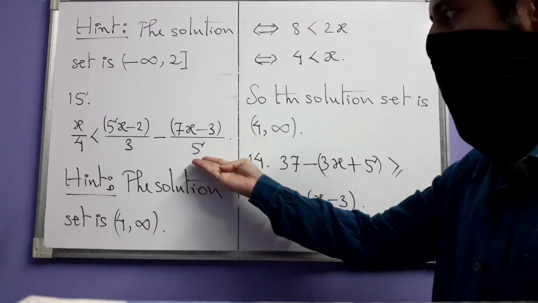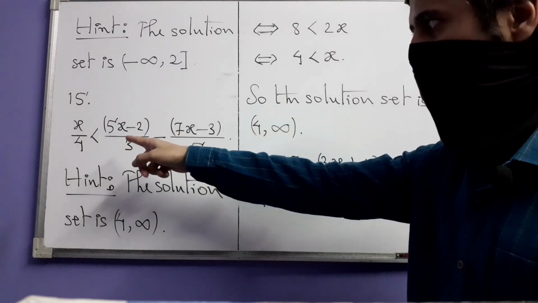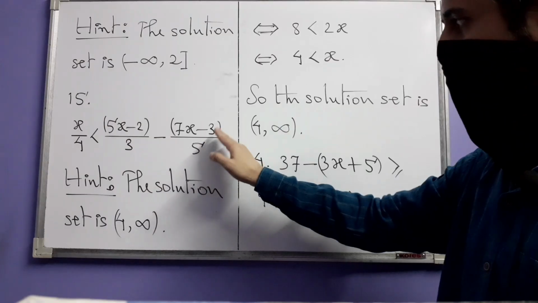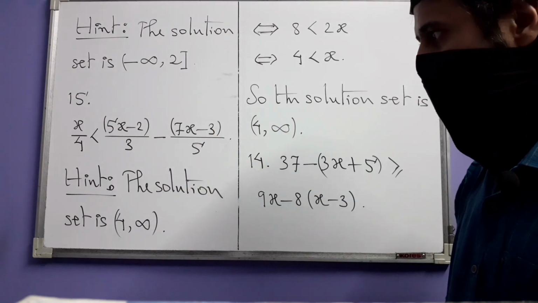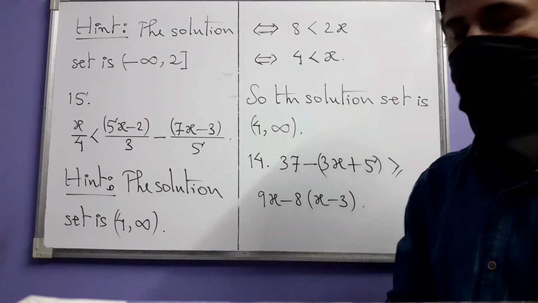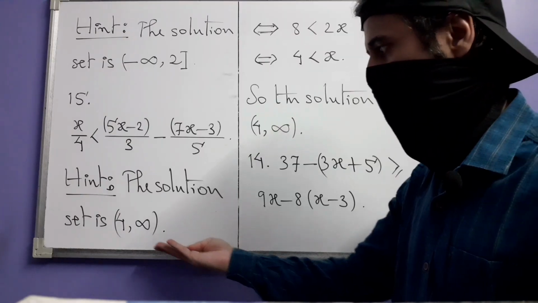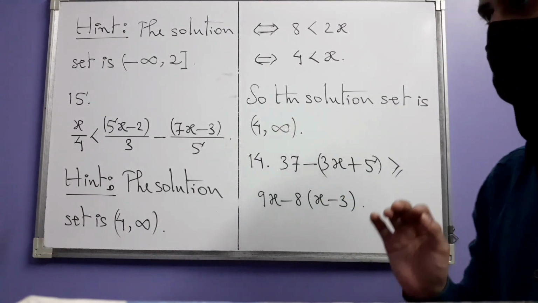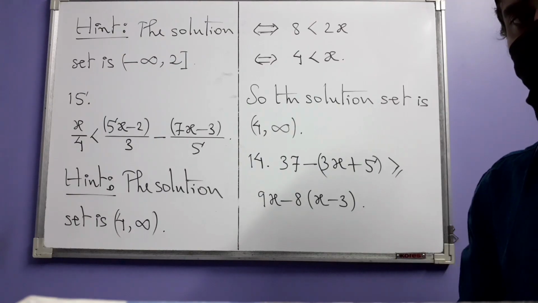And the next one is this: x divided by 4 is less than (5x minus 2) divided by 3 minus (7x minus 3) divided by 5. This one also I am leaving to you, and this is the hint. The solution set is open interval (4, infinity). And now finally we are going to solve the last one.